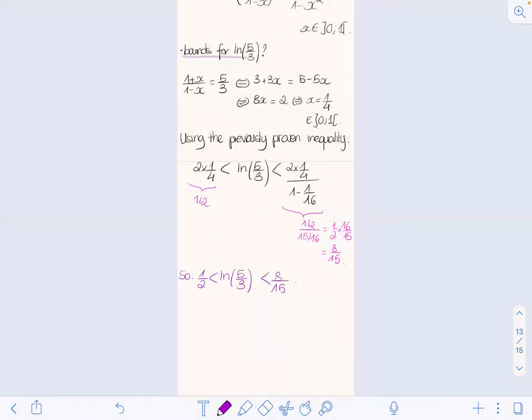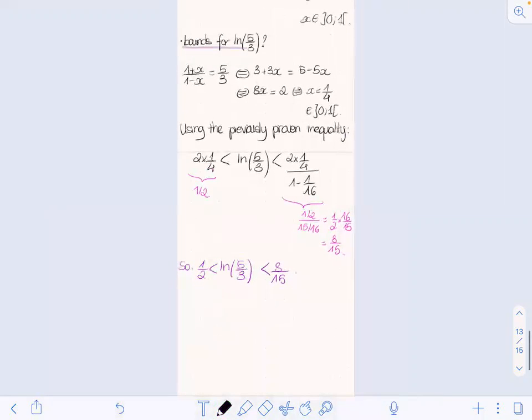So that's one part of the questions where we apply this inequality. And in the second case, we can do the same for logarithm of 3 over 2. So if we look for bounds for logarithm of 3 over 2, we can proceed in the same way.